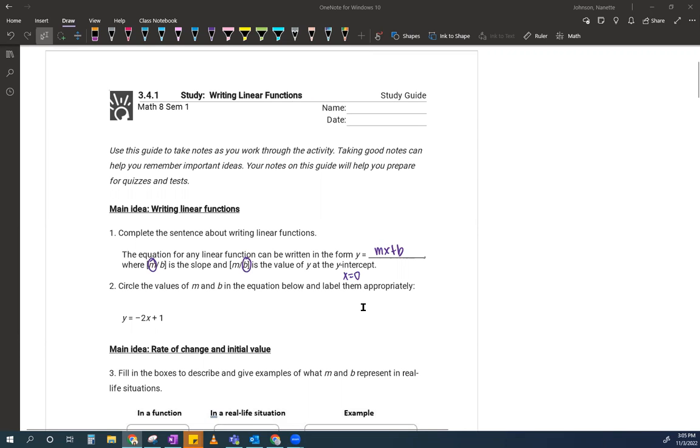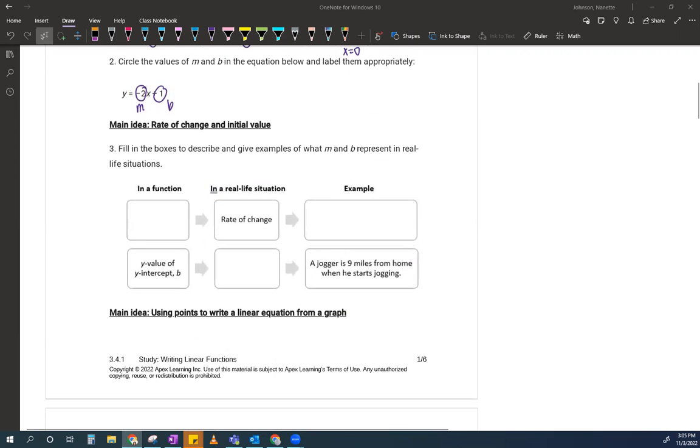Okay, this is m and this is b. I did circle the plus there so that you knew that it was a positive one, not just a 1. So you have to take into account whether that 1 is negative or positive. Okay, so fill in the boxes to describe, give examples of what m and b represent in real life situations.